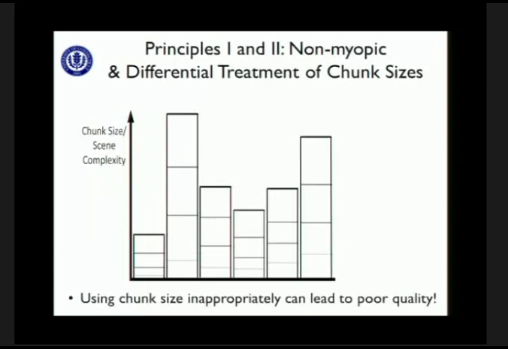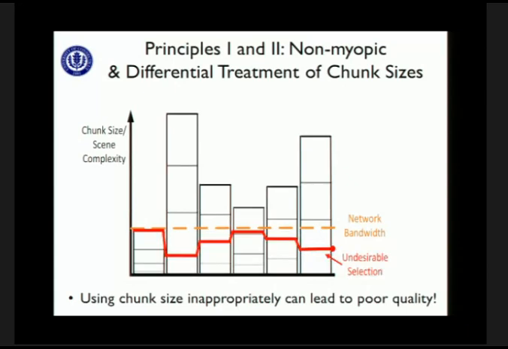So the non-myopic and differential treatment is the following. Suppose these are the chunk sizes over the next n chunks, and this is, suppose, my network bandwidth. What if I try to be greedy? Basically, for this one, I'm going to use the maximum. And for this one, I need a higher selection of the rate, but I can only do this much because I used up the budget here. It is like spending your money as you get it rather than saving it. So you could have a bad quality for this particular chunk if you just use this kind of strategy.